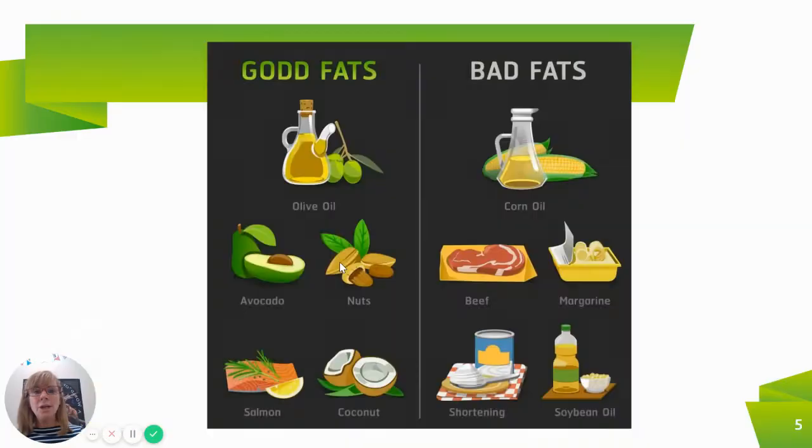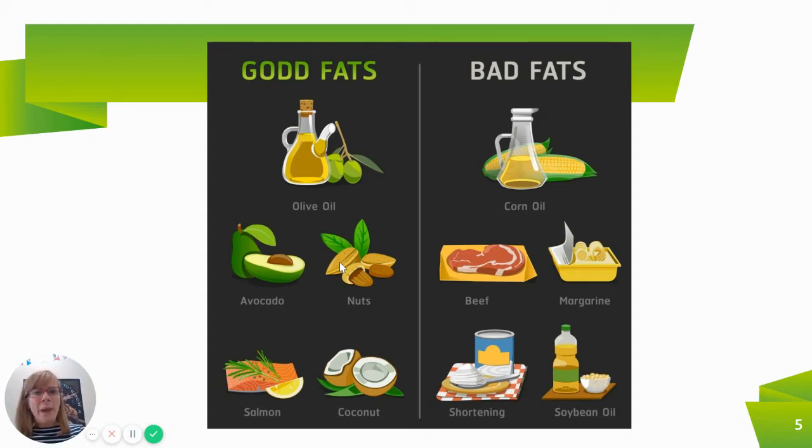Let me give you another slide of like good and bad. So sometimes we hear, oh, that's a good fat, or oh, that's a bad fat. What does that even mean? Olive oil, avocado, nuts, salmon, all are considered good fats. Fats that are good for your body. I see they misspelled good in this little picture.